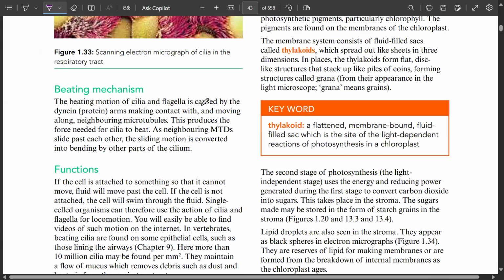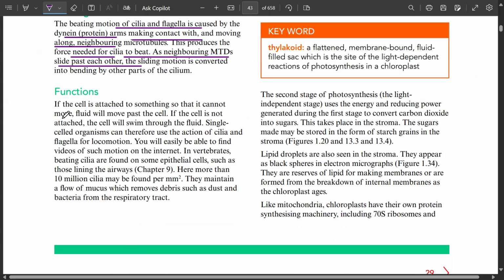So the beating motion of cilia and flagella is caused by the dynein protein arms making contact and moving along with the neighboring microtubules. This produces the force needed for cilia to beat as neighboring microtubule doublets slide past each other as well. Now, what are the functions? If the cell is attached to something so that it cannot move, fluid will move past the cell. And if the cell is not attached, the cell will swim through the fluid. Now, what is its function? When the cell is attached to something, fluid will pass by. But the main function of these cilia is locomotion. Locomotion means movement. You are going to find a lot of videos on the internet, and you can see invertebrates beating cilia past epithelial cells, in airways as well, in nasal cavities as well.